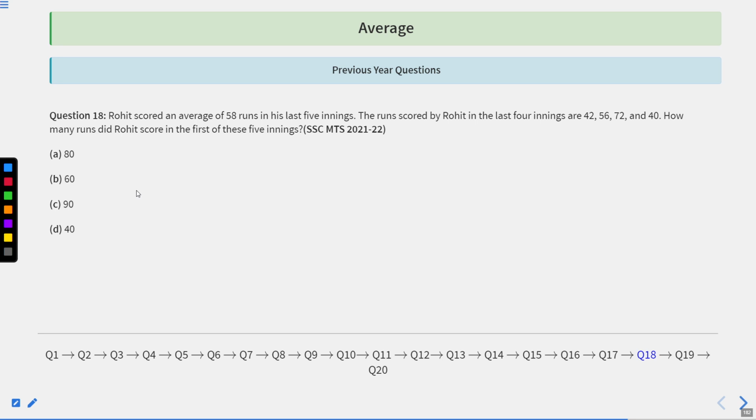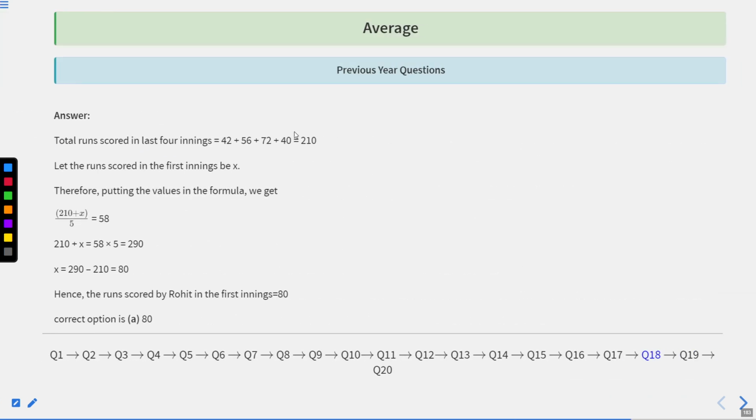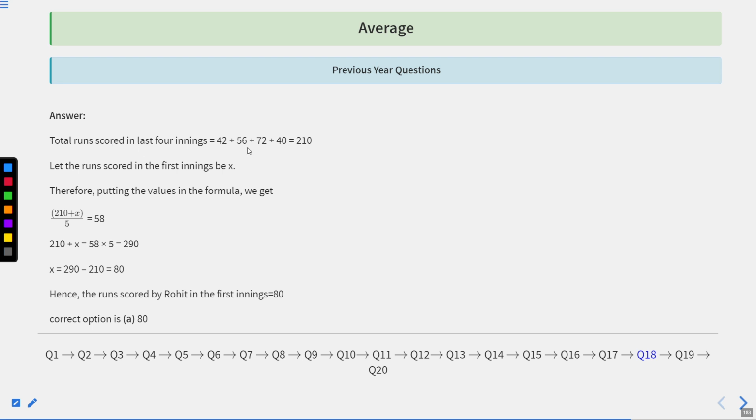Now problem number 18. Rohit scored an average of 58 runs in his last 5 innings. The runs scored by Rohit in last 4 innings are 42, 56, 72 and 40. How many runs did Rohit score in the first of these 5 innings? So total runs scored in the last 4 innings is 42 plus 56 plus 72 plus 40, that is equal to 210. So let the runs scored in the first innings be x.